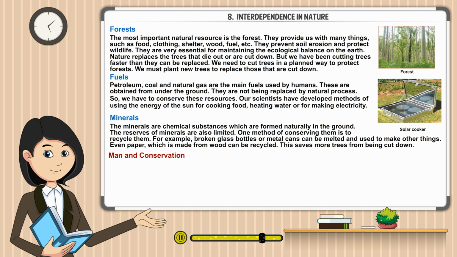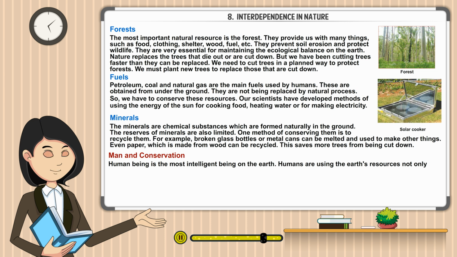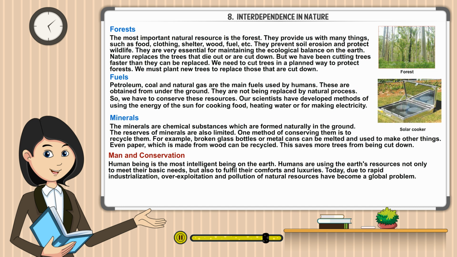Man and conservation. Human being is the most intelligent being on the earth. Humans are using the earth's resources not only to meet their basic needs, but also to fulfill their comforts and luxuries. Today, due to rapid industrialization, overexploitation and pollution of natural resources have become a global problem.